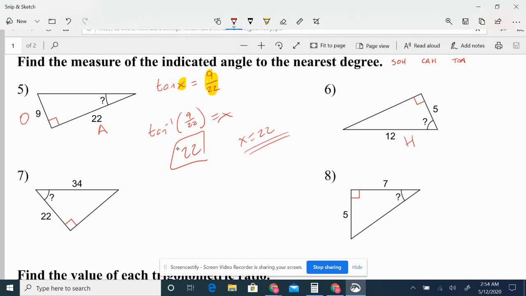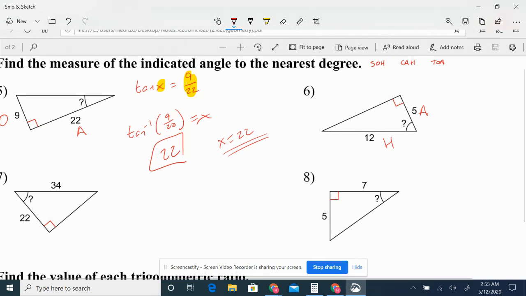All right, let's take a look at number 6. We have the hypotenuse. We have the adjacent. So based on that, I'm going to be using cosine because cosine is adjacent over hypotenuse. So I'm just going to write that cosine of x is equal to 5 over 12. So then I'm going to say that cosine inverse of 5 over 12 is equal to x.